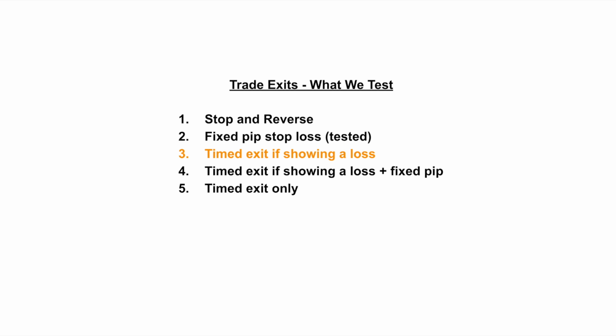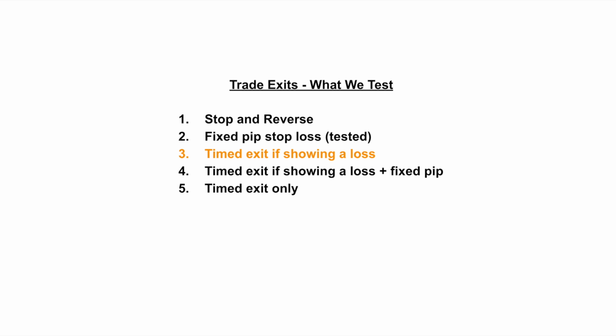For example, if we're using a fixed 500 pip stop loss, but the position's going against us and we get an entry to go in the opposite direction, so that will be a stop and reverse exit. We take the stop and reverse exit before our stop loss gets hit, okay? If our stop loss gets hit first, obviously we're going to be out of the trade and then we'll be flat on the position. So exit number 2 is the fixed pip stop loss.